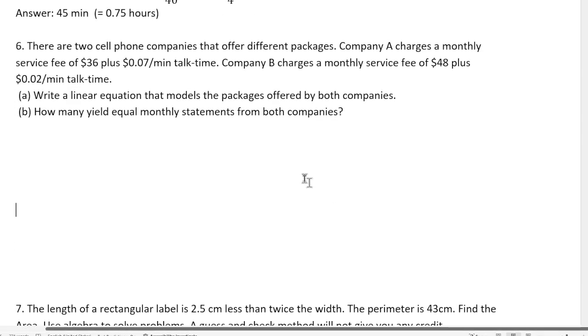There are 2 cell phone companies that offer different packages. Company A charges a monthly service fee of $36 plus 7 cents per minute talk time, and Company B charges a monthly service fee of $48 plus 2 cents per minute talk time. Okay.